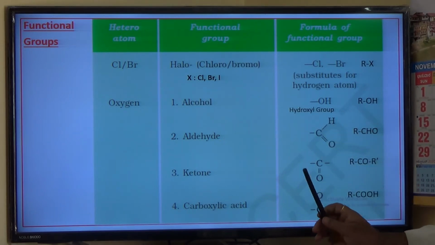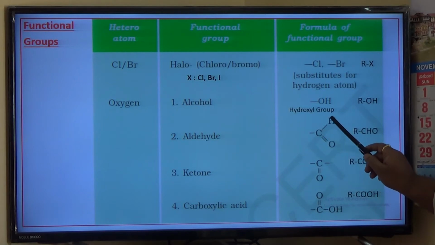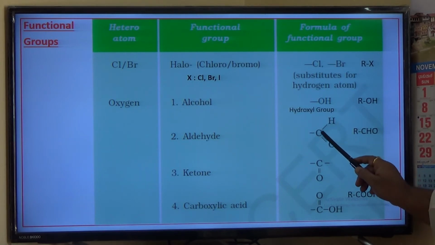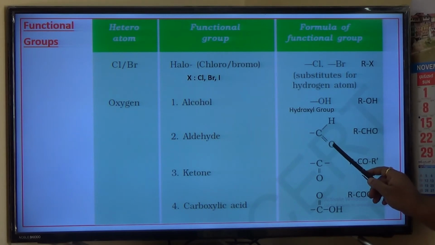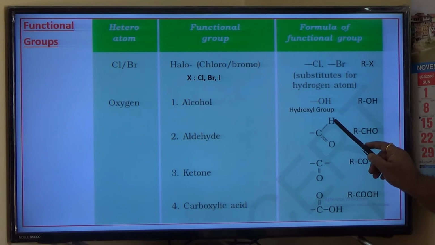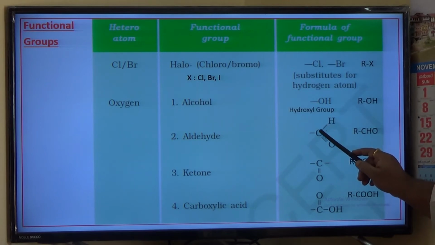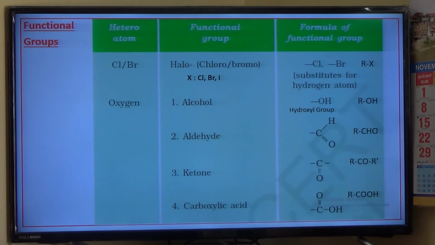But remember the bonding between carbon and hydrogen and carbon and oxygen. Carbon forms a double bond with oxygen. Please remember over here, a carbon forms a double bond. So if a carbon forms a double bond along with one more H, then this is termed as CHO aldehyde group.